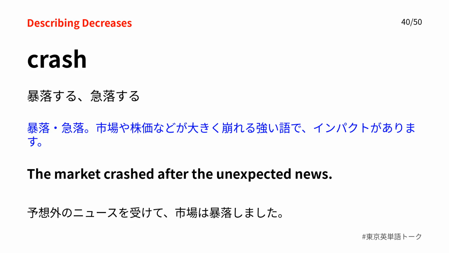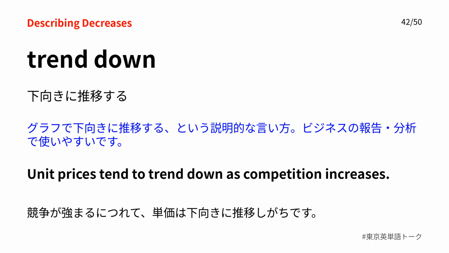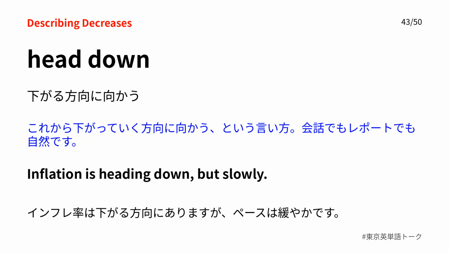Crash. The market crashed after the unexpected news. Collapse. Demand collapsed when the subsidy ended. Trend down. Unit prices tend to trend down as competition increases. Head down. Inflation is heading down but slowly.